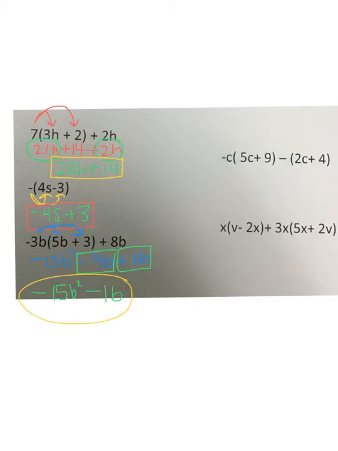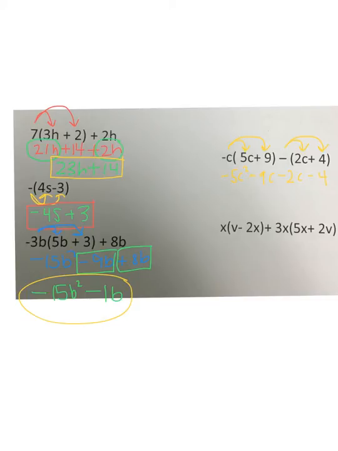On the right, we need to distribute -c to both, and this negative needs to be distributed to both of those. So we're distributing twice here. So -c times 5c would give us -5c squared. -c times +9 would be -9c. -1 times 2c would be -2c. -1 times +4 would be -4. Sorry, that yellow is a little hard to see.